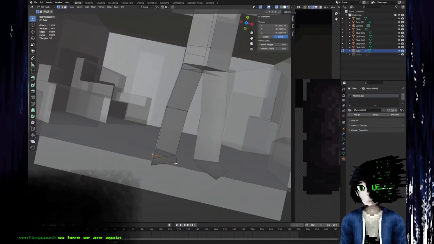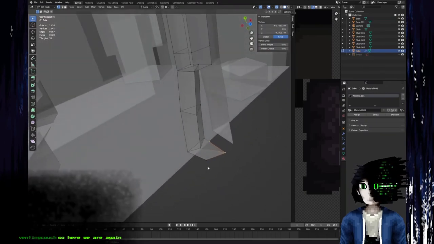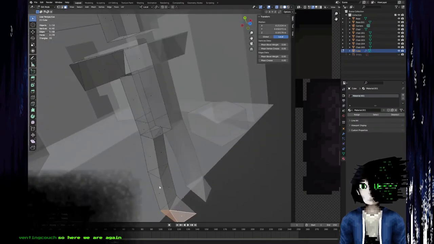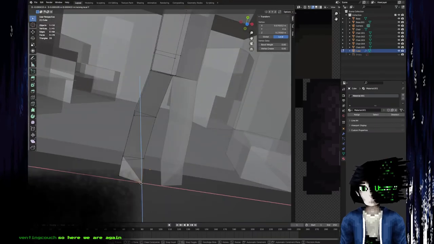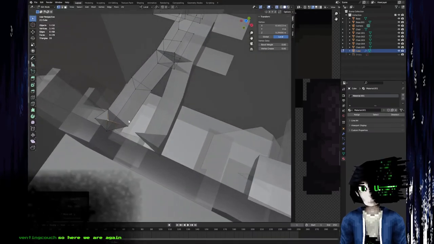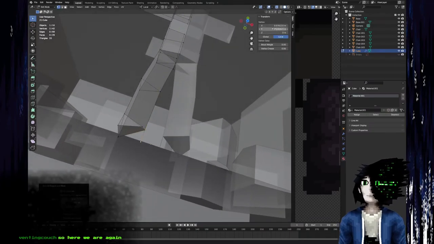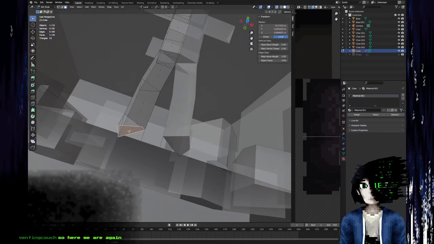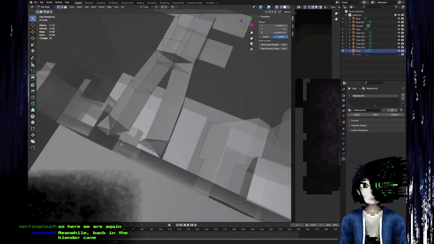And I might merge one of these vertices into one of these, just so that it's saving vertices. And then, right, yeah, this is going to look really, really weird and bad until it's textured. That's one of the things about these much lower poly styles, is that they look really strange and then you texture them, and they look kind of okay.